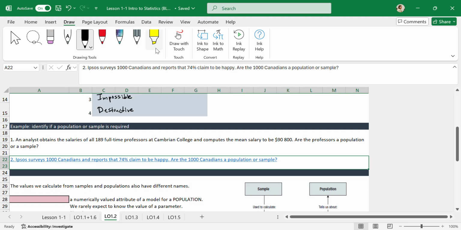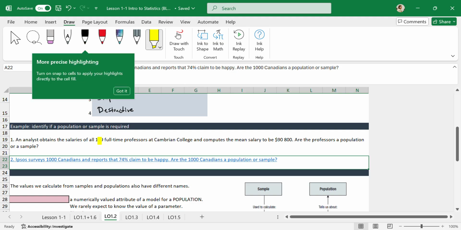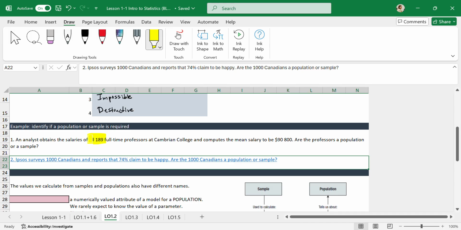In this case, the question says all 189 full-time professors. At Cambrian, that's about the number of full-time professors we have. We do not have more. If it's all of them, that means that it is population data. They have everybody that's considered a full-time professor at Cambrian. And if we only care about full-time professors at Cambrian, that's the entire population.